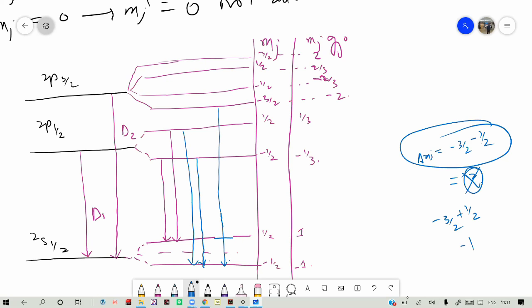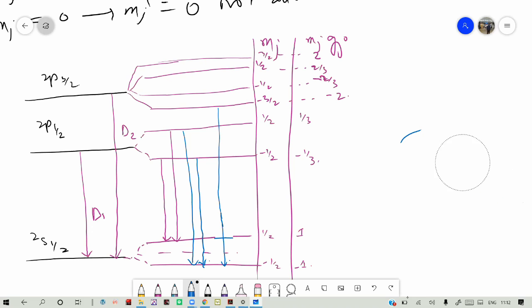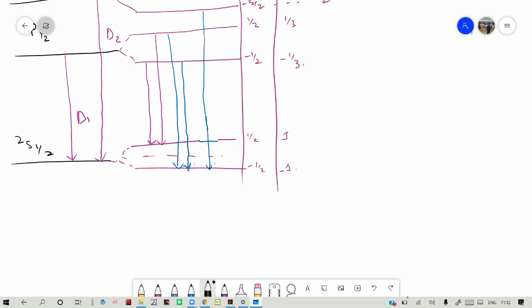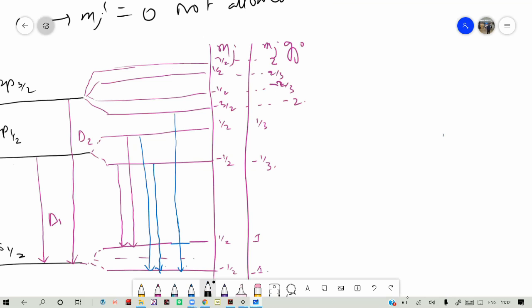Because that is this: minus 3/2 and minus 1/2. Because we are taking the difference, we are subtracting it. Because of that minus, this becomes plus here, and this becomes plus, minus 1. So that's why that one is not allowed. Now similarly, if you draw the other transitions, I will draw them by changing the color. So we have another transition here.